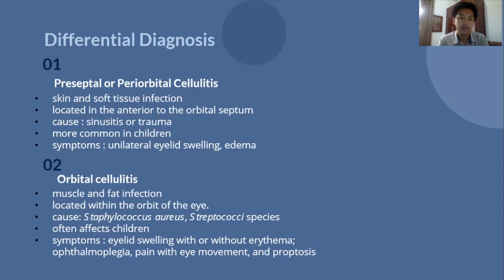Second is orbital cellulitis, which is a muscle and fat infection located within the orbit of the eye, which is caused by Staphylococcus aureus or Streptococcus species, and often affects children. Symptoms are eyelid swelling with or without erythema, ophthalmoplegia, pain with eye movement, and proptosis.